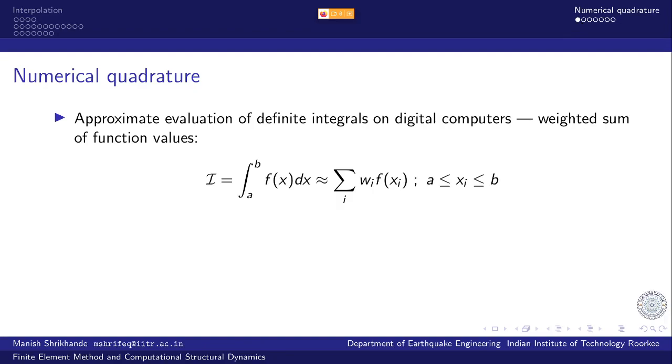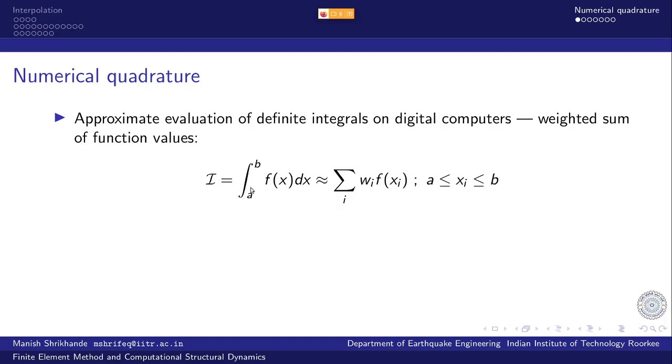So numerical quadrature is essentially an approximate evaluation of definite integrals on digital computers. For simplicity, I am taking just a function of one variable. So, integration of a function of one variable in the range a to b. The definite integral I, we need to evaluate the integral of this function f of x in the range of a to b, and we approximate it.